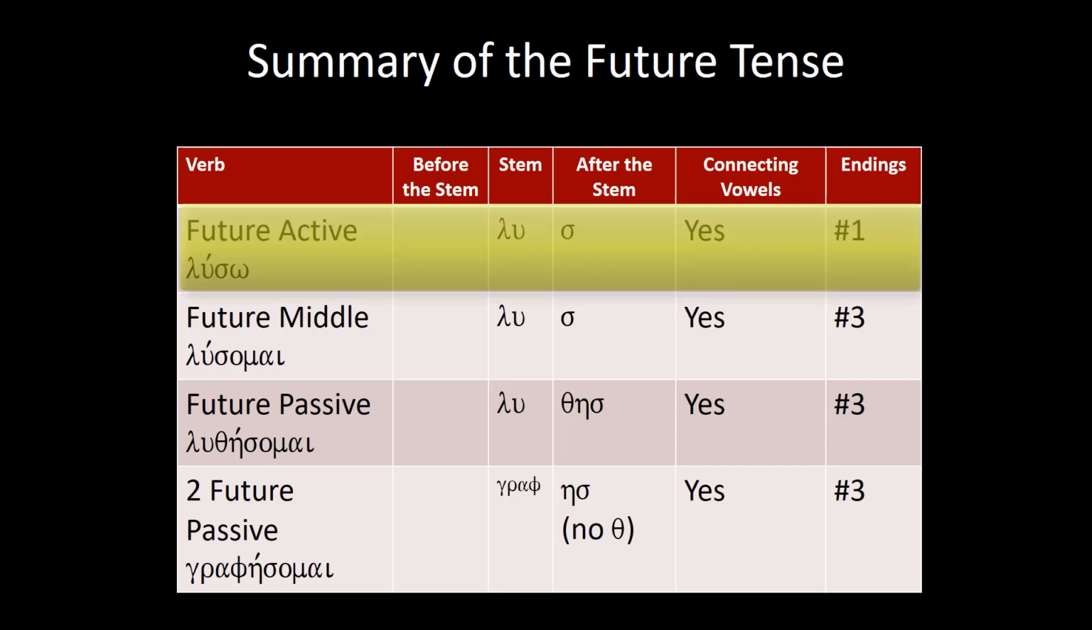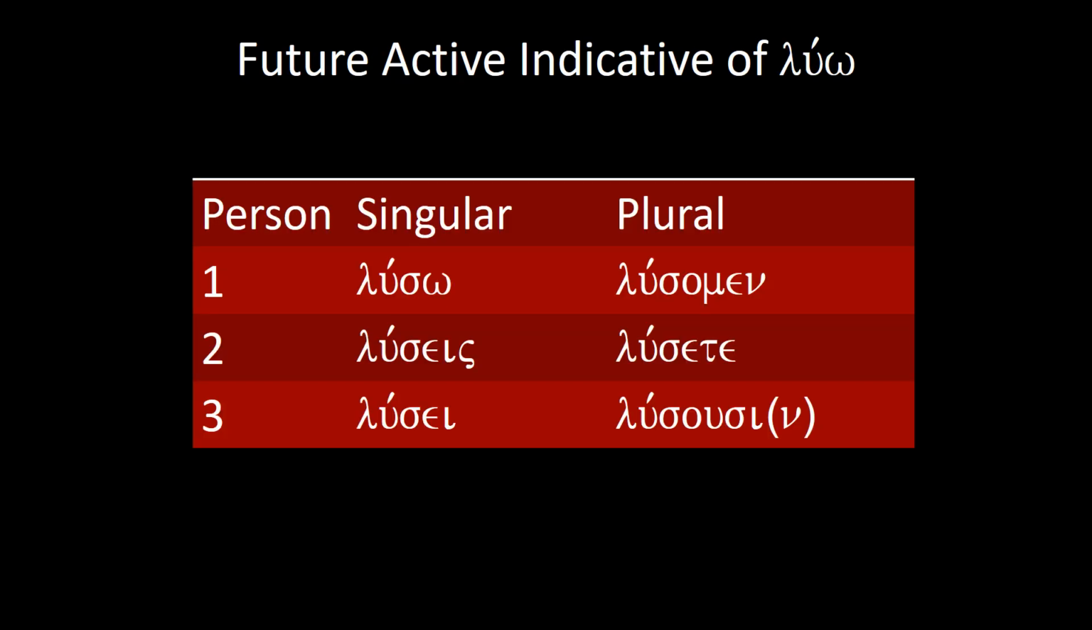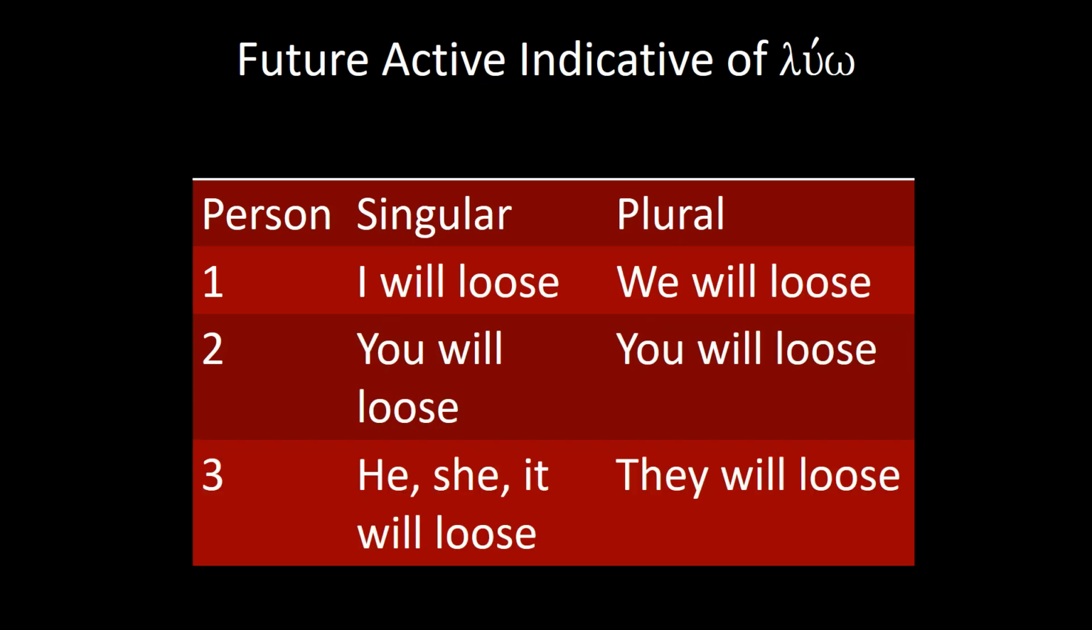So we've got stem, we've got sigma, that's a future tense key, and then we've got number one endings on the future active. So let's take a look. Luso, luses, luse, lusamen, lusite, lususi. We've got verb stem, we've got sigma right in the middle, and then we've got our number one endings. So the future tense says, I will loose.